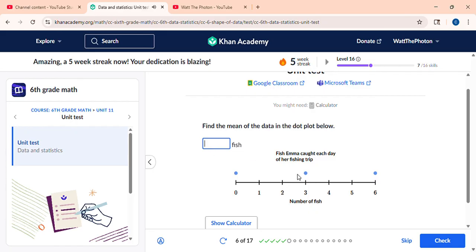Find the mean. So 0 plus 3 plus 6, that's 9. 9 over 3 is 3.